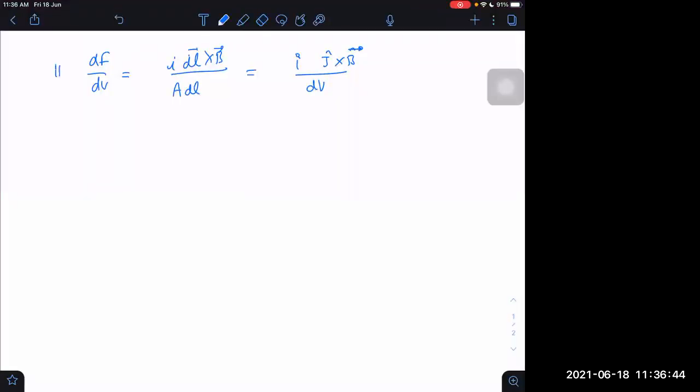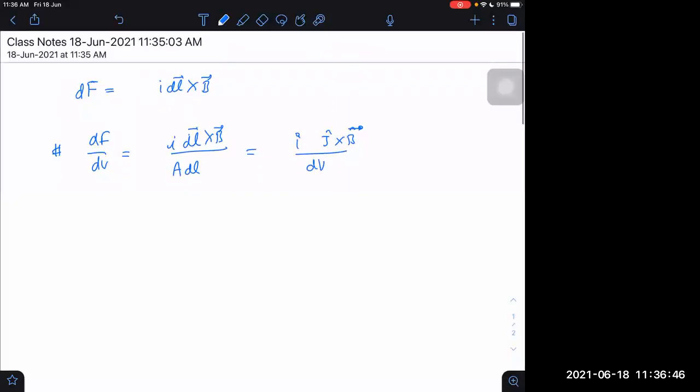So this is it. Force per unit volume we are finding out. The formula for force is equal to I dl cross B. If I have some current flowing inside a small element which has cross-sectional area dA, the current flowing is I, and the length of this element is dl, then what will be the volume of this part?